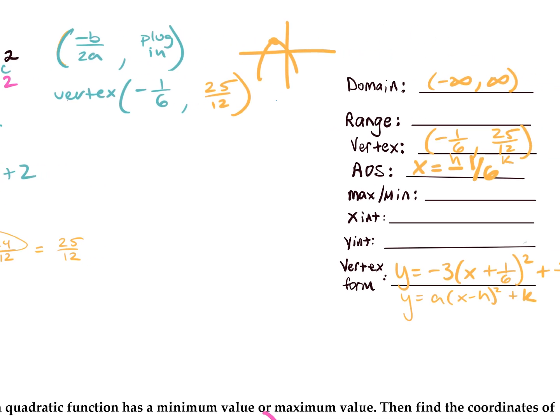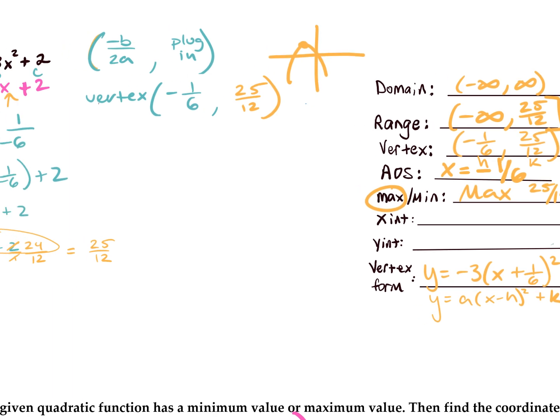So for our range, what will our range be? Awesome. Negative infinity to 25 over 12 with a bracket. So it's always the same y value from your vertex. Is our vertex at the maximum or minimum? It's at the maximum. It's at the highest point. So our maximum value is at what? 25 over 12. Again, it is your k from your vertex. So your k repeats in the range, the vertex, and the max or min.